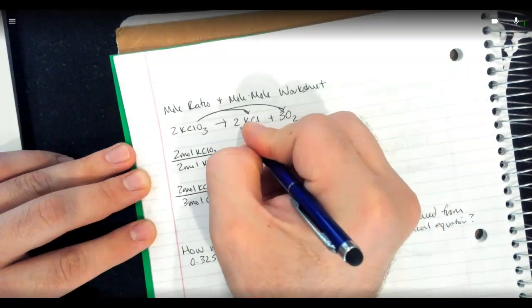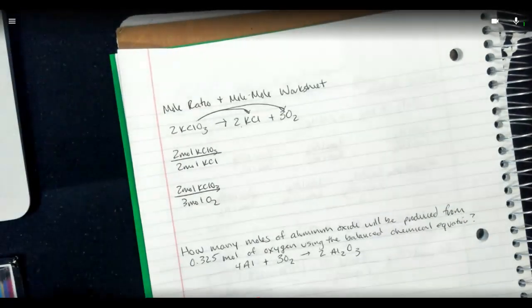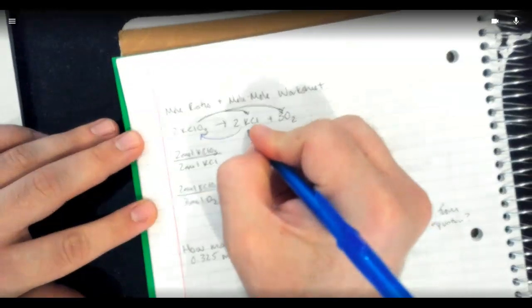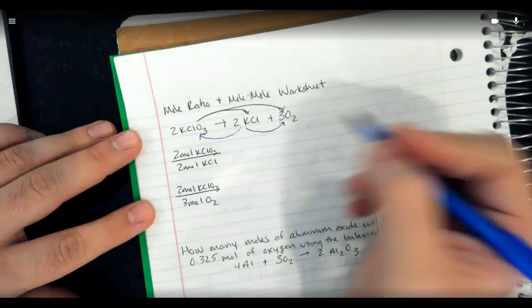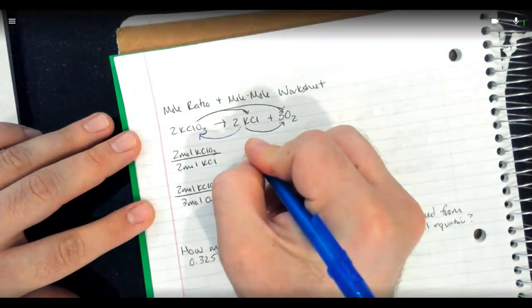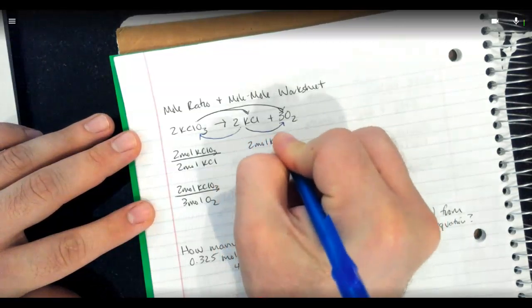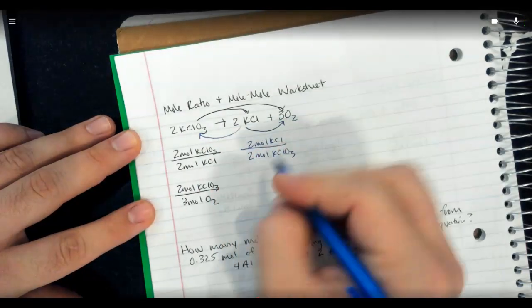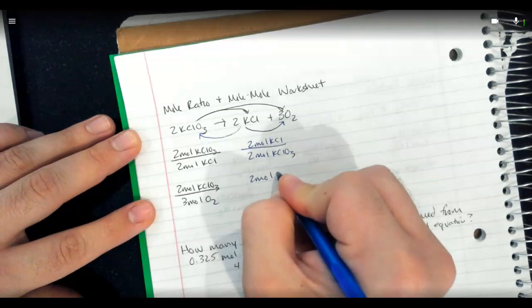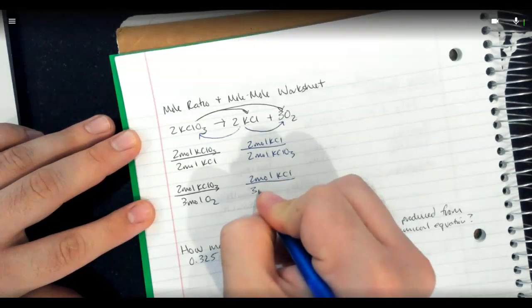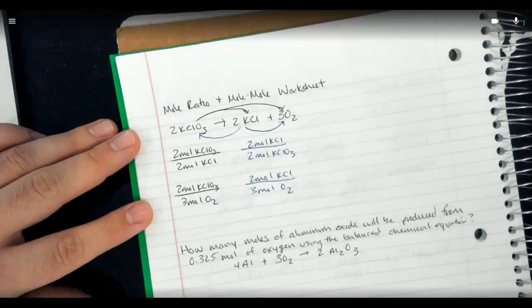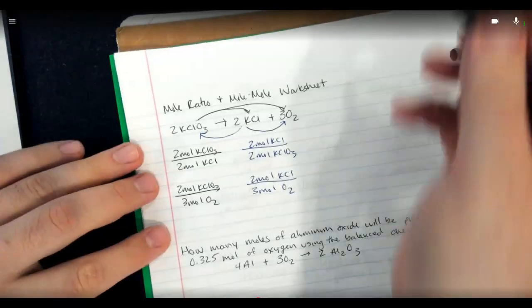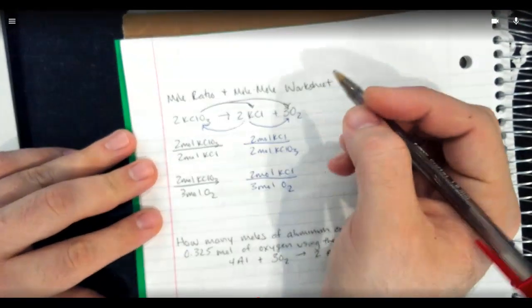Now we're also going to compare, use a different color. We're also going to compare potassium chloride to potassium chlorate and potassium chloride with oxygen. So we're just using the coefficients here. So 2 moles of KCl over 2 moles of KClO3, and then 2 moles of KCl over 3 moles of oxygen. So all we're doing is setting up mole ratios that could be used for stoichiometric calculations later.